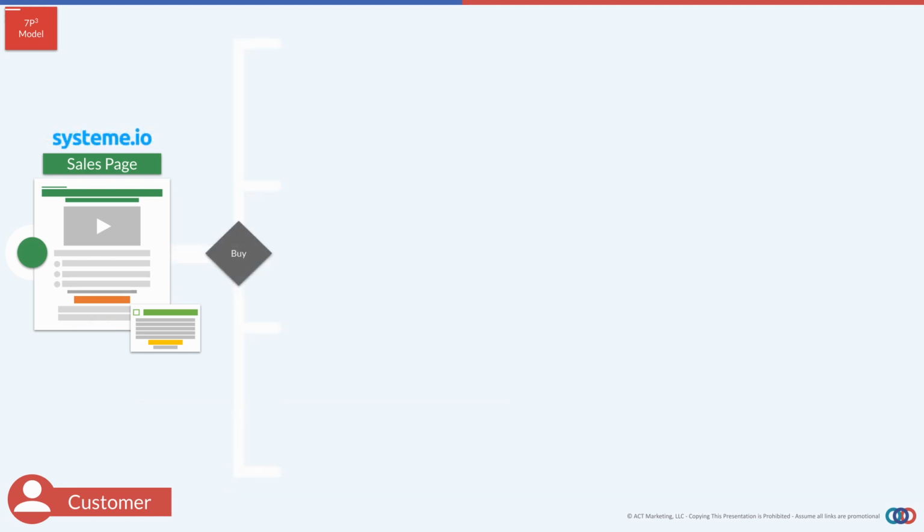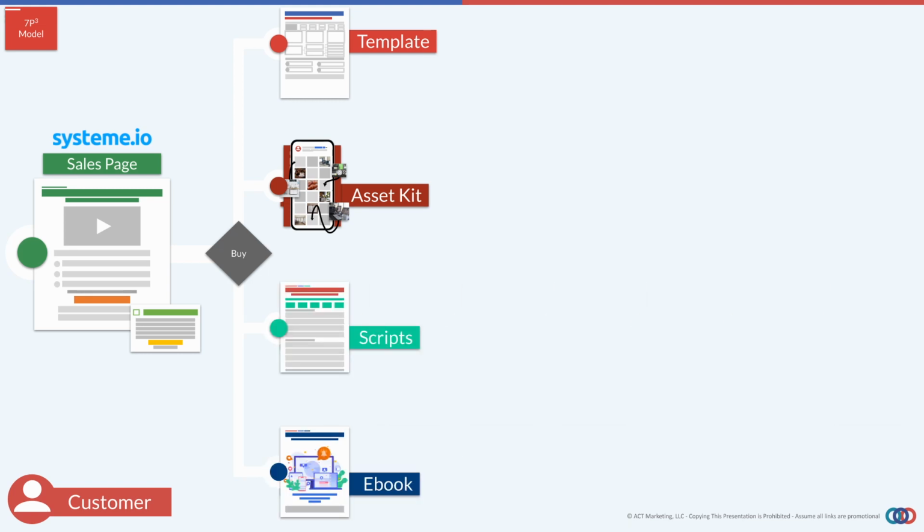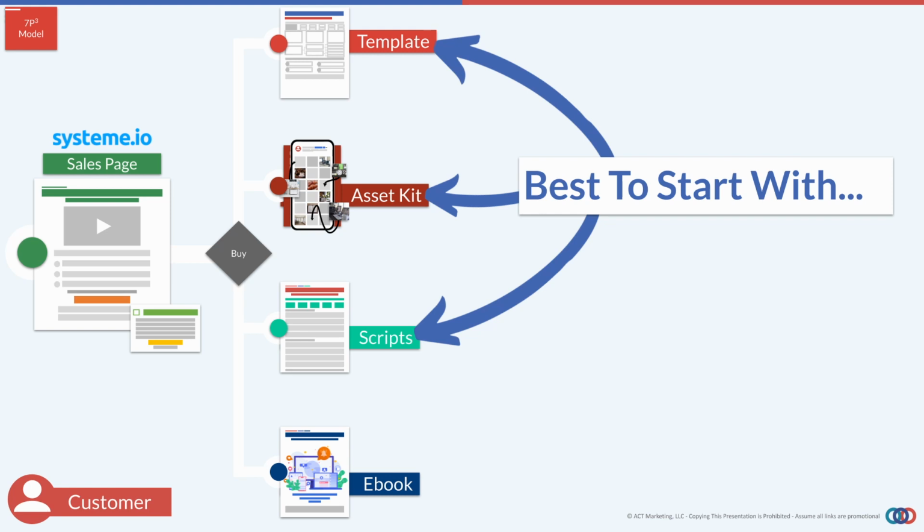So when someone purchases, they can either purchase a template, some sort of asset collection or media library from you. Then, of course, we could also offer them a script or an ebook. There are lots of other types as well, but these are just generally the ones to start with. Really just the first three. I know a lot of people like the idea of selling an ebook, and well, ebooks take a really long time to make, so it's not really one of my favorites to start with.